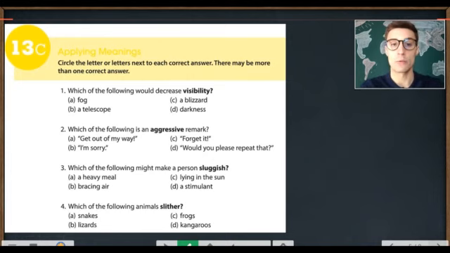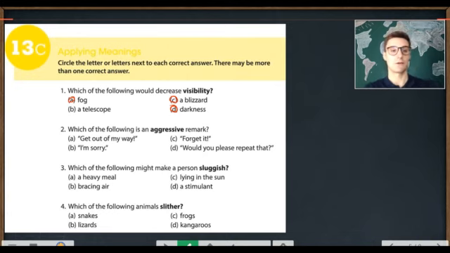Which of the following would decrease visibility? It's A. Fog. C. A blizzard, a snowstorm. And D. Darkness. Number 2. Which of the following is an aggressive remark? Remember, a remark is something you say. A. Get out of my way. B. I'm sorry. C. Forget it. D. Would you please repeat that?